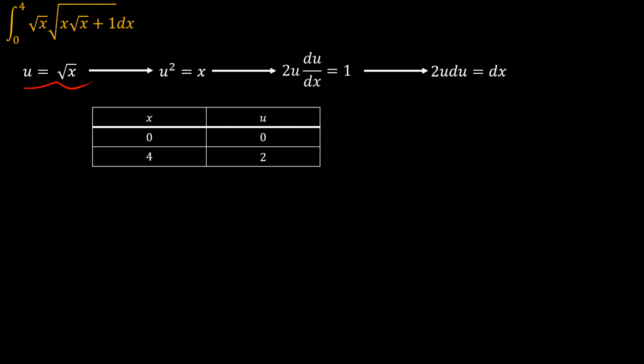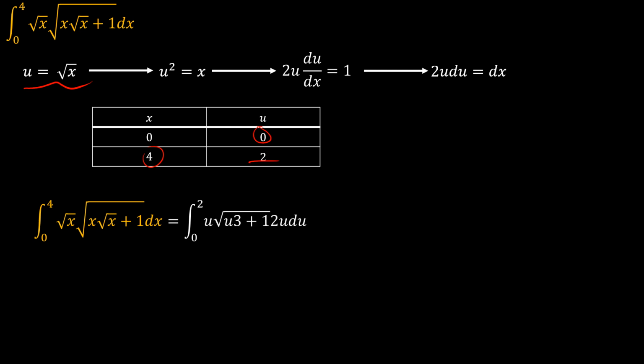Looking at the limits, when x equals 0, the square root of x, which is u, is 0. And when x equals 4, the square root of 4 is 2. That means that the original problem now becomes the integral from u equals 0 to u equals 2 of, in place of square root of x, we have u, and this is rather u cubed plus 1. And in place of dx, we have 2u du.